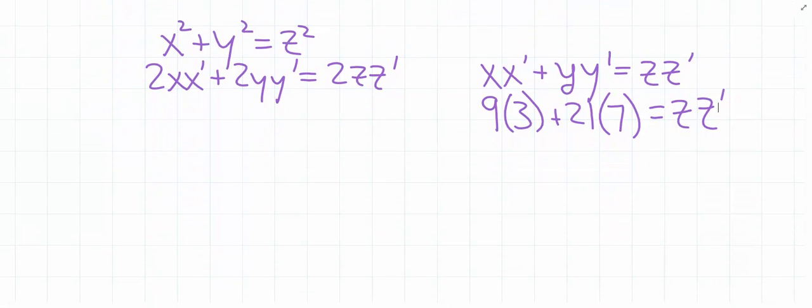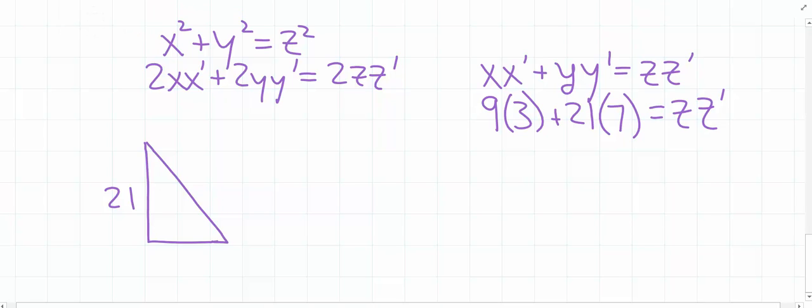Does everybody see that? Okay, now we've got to find z, right? Well, how would you find z? What do you got? Here you've got 3, 21. So is that right? 9, 21, right? I got it right now, right?